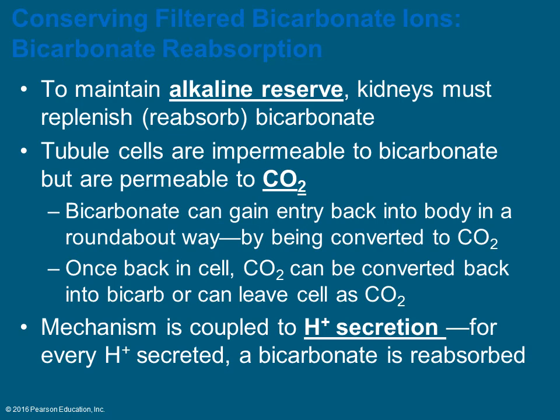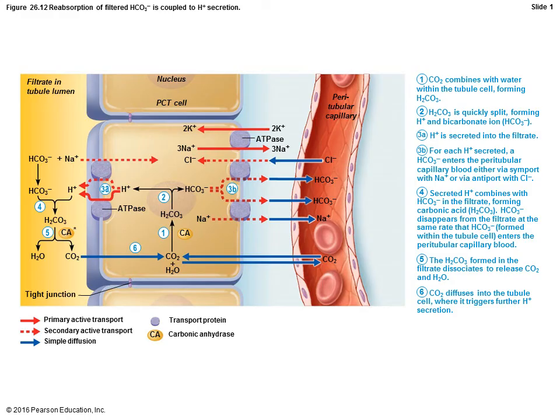So it's kind of this two-step process where, how does the bicarbonate get entry back into the body? If it's in the urine, well, you convert it back to CO2. The CO2 is able to pass back into the cells, and once it's in the cell, then it can be converted back into bicarbonate. Seems an excessive way, but it works. So this is showing the flow in the kidneys and the transport of CO2 and bicarbonate.